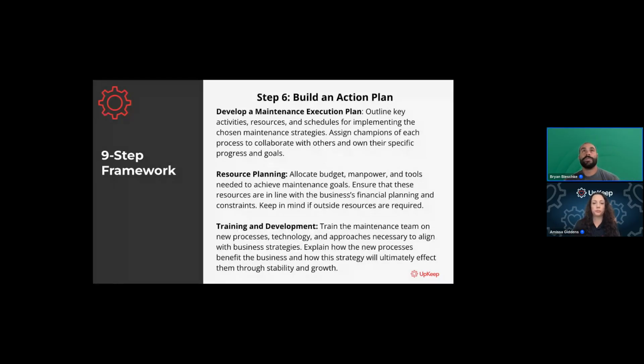Okay. Step 6, action. Action is a force multiplier, and action is generally what separates good leadership from poor leadership. What's your execution plan? Get people in the room, outline key activities, resources, and schedules for implementing your chosen strategies, plural, because you can't just live on one. Assign champions. That's so important. If you've got somebody who's super good at communicating with the operation and knowing about your spare parts management, make him a planner, right? Leverage that skill set and shuffle things up.